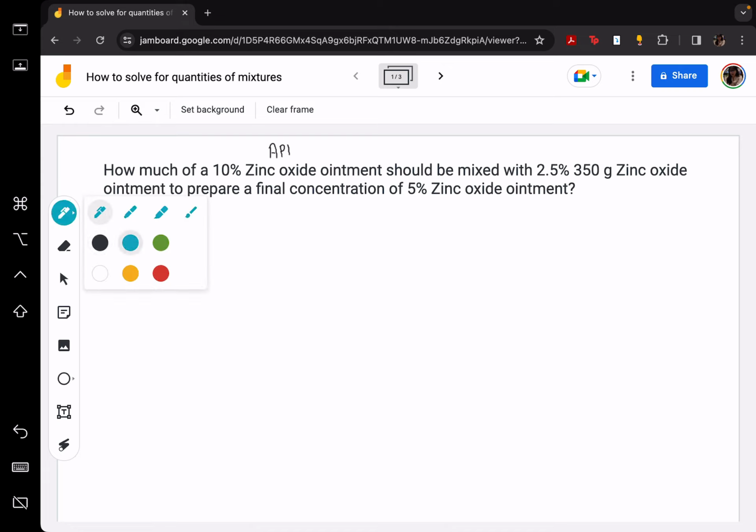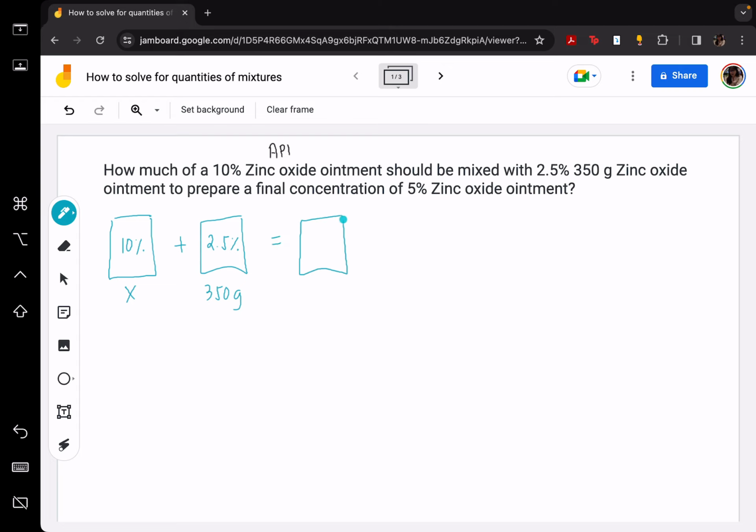So if you draw this for representation, you have the first preparation, which is 10% in terms of strength, and this is your unknown in terms of the amount. And you mix to this your second preparation, which is 2.5%, and the grams given, 350 grams. And the final concentration, the product, is a 5% zinc oxide ointment.